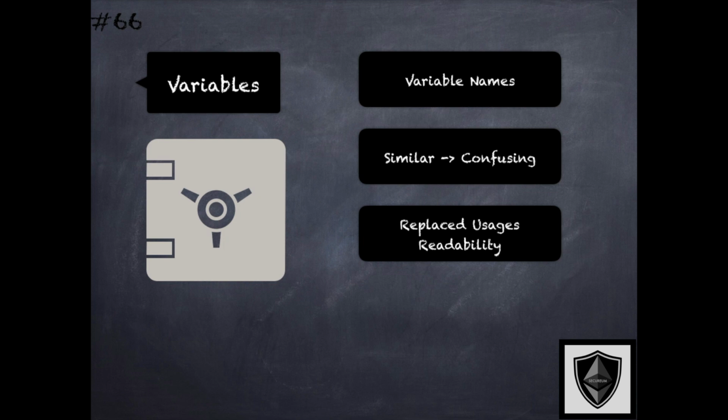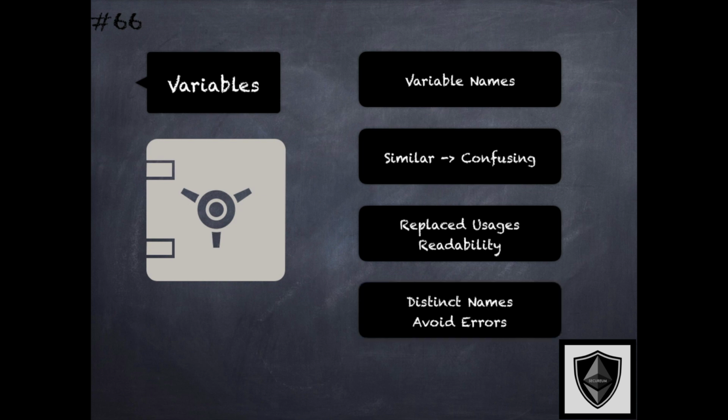So variable naming affects readability, it affects the maintainability of the code, and also affects the auditability of the code. And the best practice is to use very distinct names for the variables, meaningful names for the variables, so that errors are avoided.